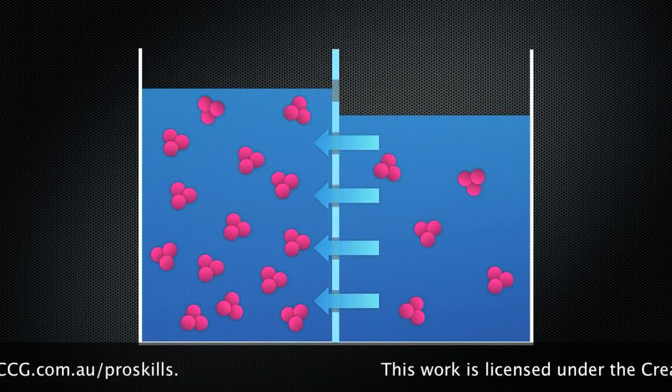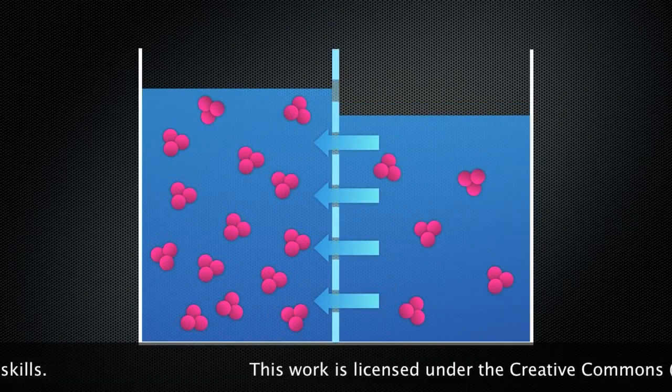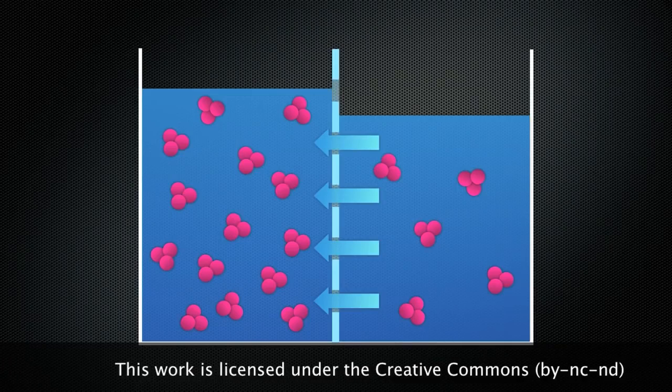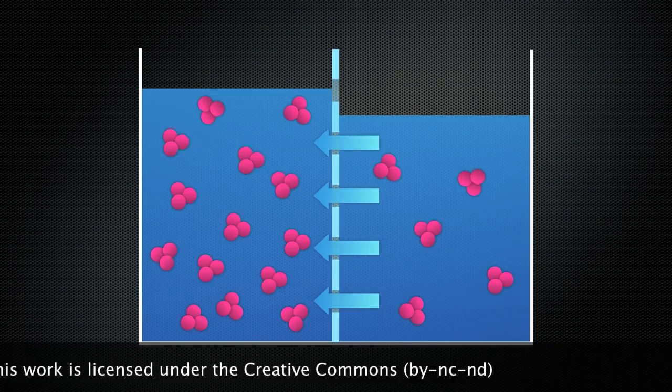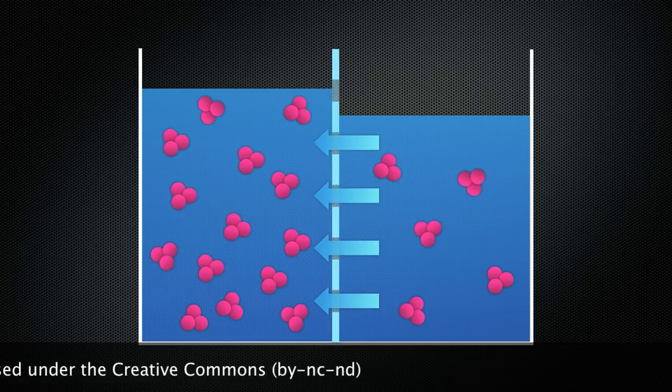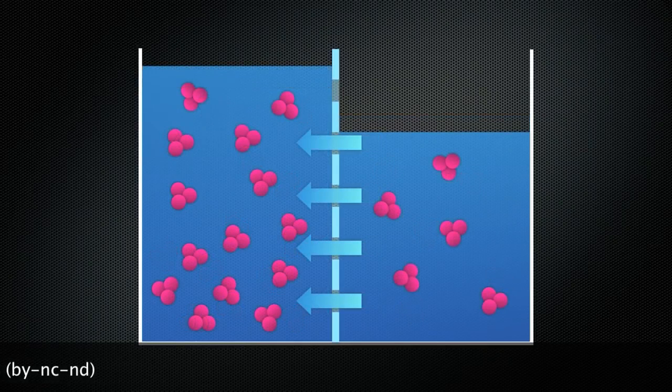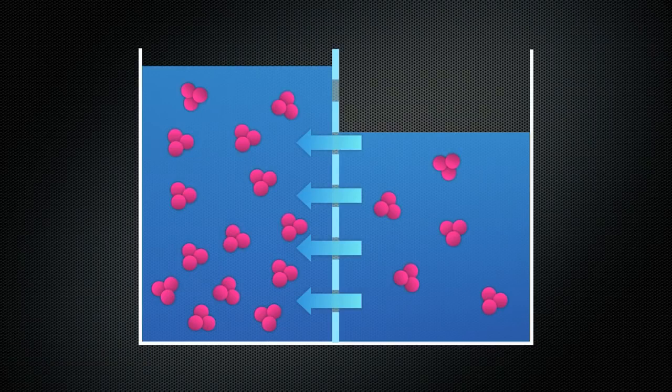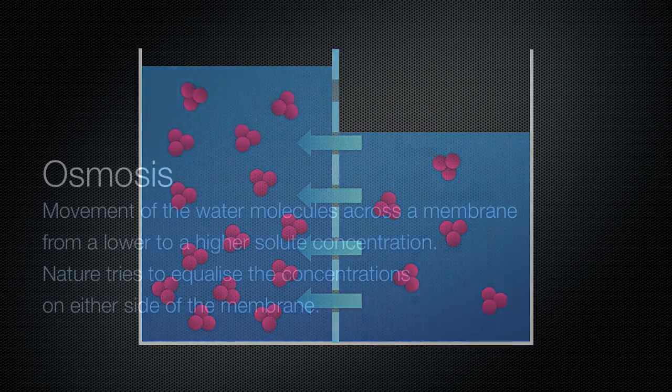Remember, nature aims to even out the concentrations. The large particles can't cross the membrane, but water can. Water moves across the membrane from the compartment with the lower concentration to the one with the higher concentration. This increases the concentration on the right and decreases the concentration on the left, and evens out the differences between the two concentrations.